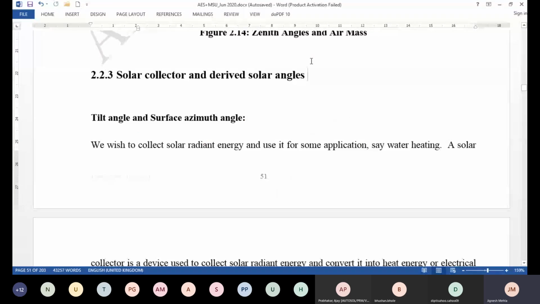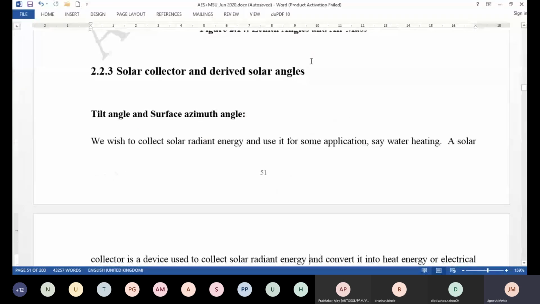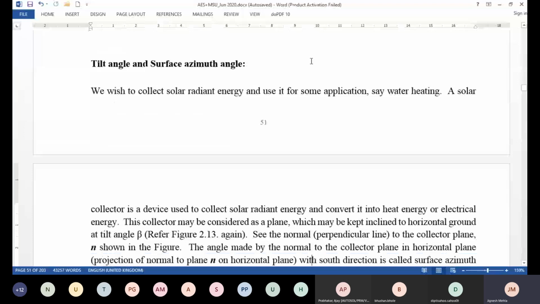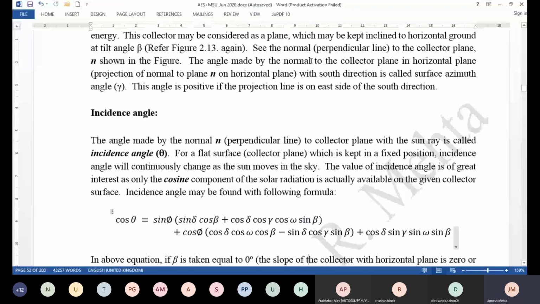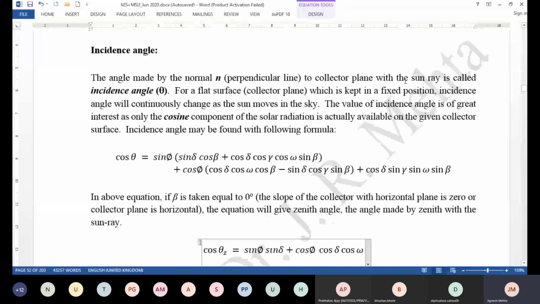There are different angles which we have already discussed, the tilt angle and the surface azimuth angle. So now finally we are able to talk about the incidence angle.